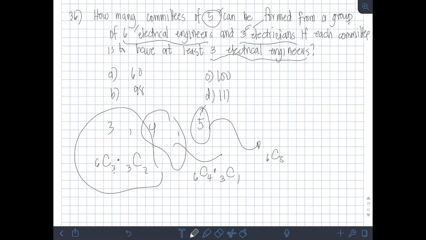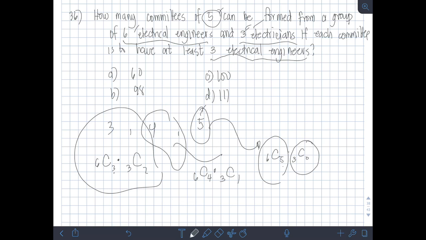So, wala na tayong electricians kasi 5 na eh. Although, pwede nyo isulat pa rin na times 3C0. 3C0, 5 plus 0 kasi is 5. Pero, equal lang to kapag kinumpit nyo sa calculator na 1. So, parang itatimes mo lang to sa 1. So, parang ito lang din effectively, right?